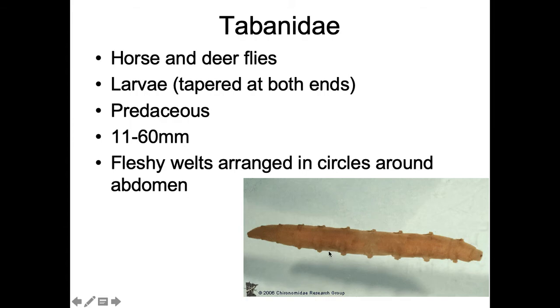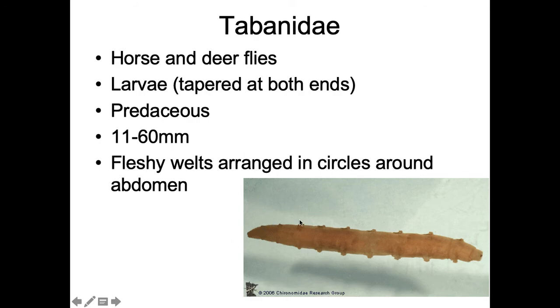Okay, so the thing you're most likely to confuse this with is Tipulidae. If you remember, Tipulidae had the big fleshy lobes at the abdomen end. These guys don't have that. No fleshy lobes at the end. They're tapered at both ends, which means they get narrower at both the head end and the abdomen end.